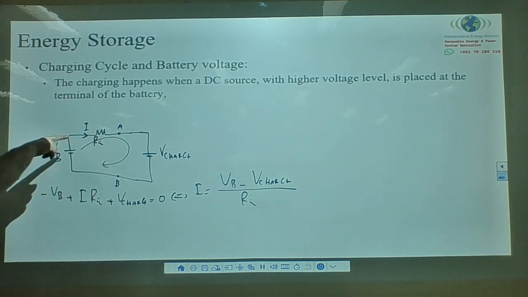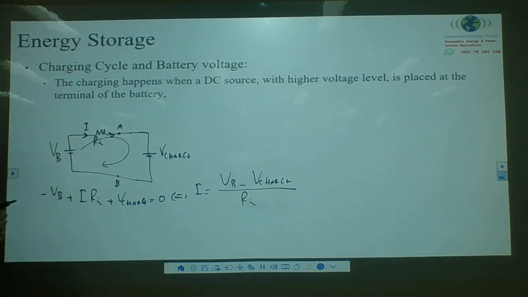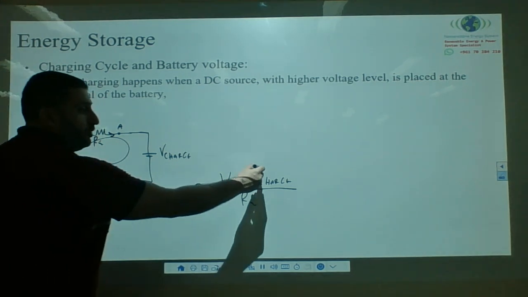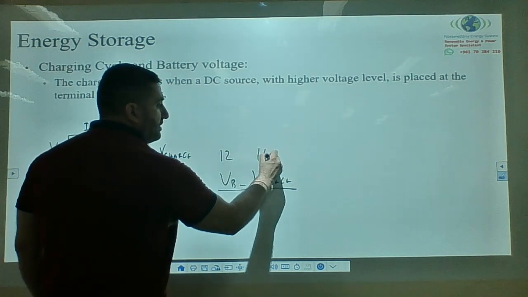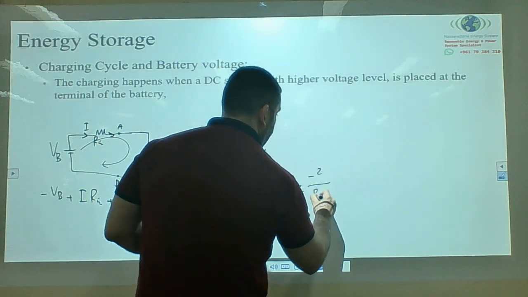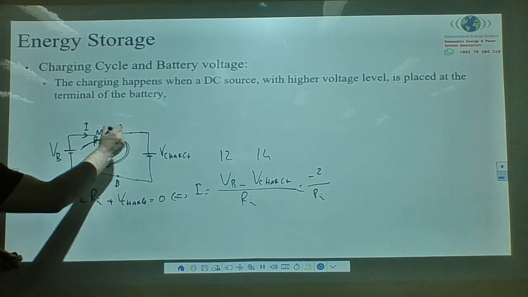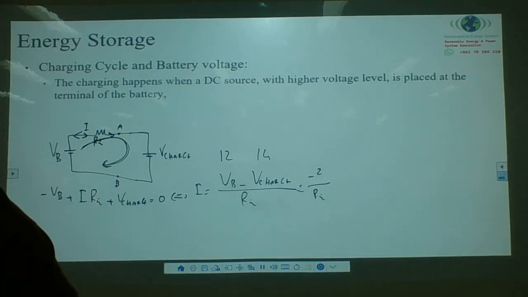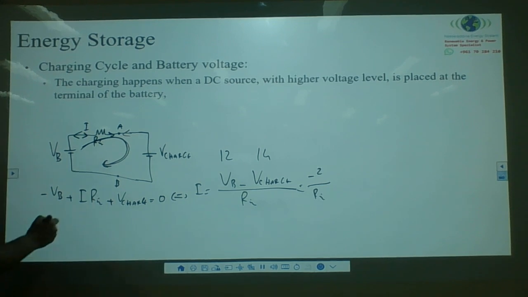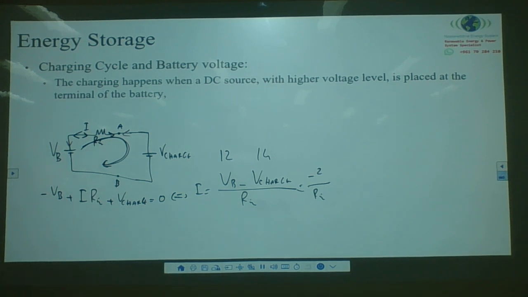If the current is positive, that means my current is going away from the battery voltage. Let's put an example. Let's say this is 12, this is 14. So I would be equal to minus 2 divided by R internal. So straight away from mesh analysis, I know the current is going backward. So now the current goes this way, and now it is charging the system.